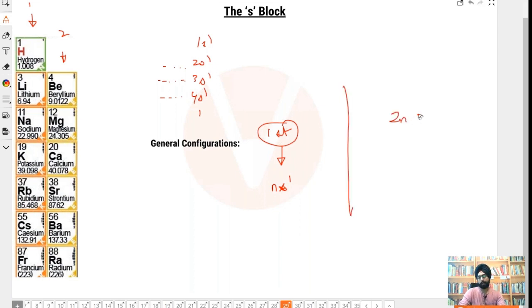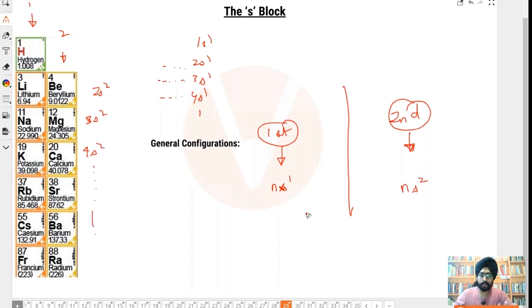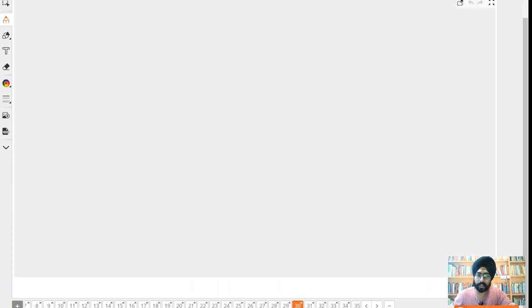Now, if you talk about the second group, can you tell me what the general configuration of this one is? Yup, exactly, ns2. There are 2 electrons in the s subshell for all of these cases. For beryllium it will be 2s2, for magnesium 3s2, for calcium 4s2, and so on. So these are the general configurations of the s block.